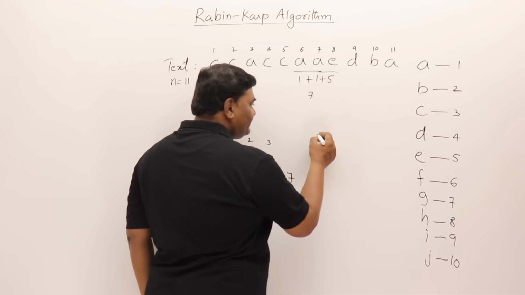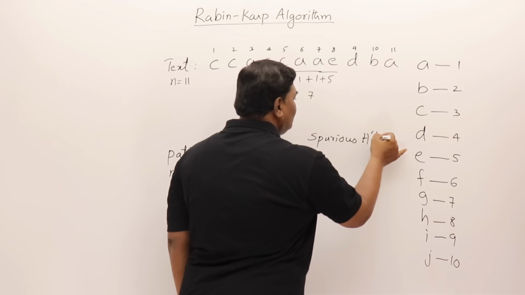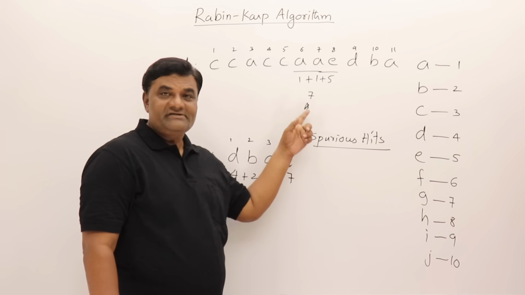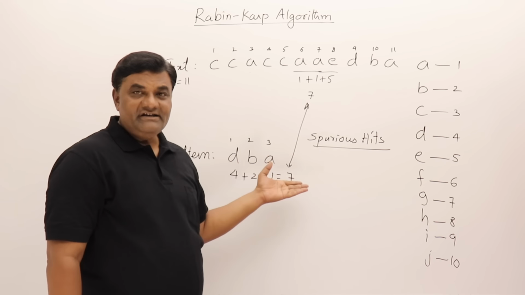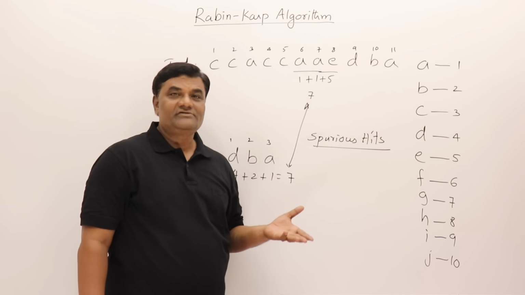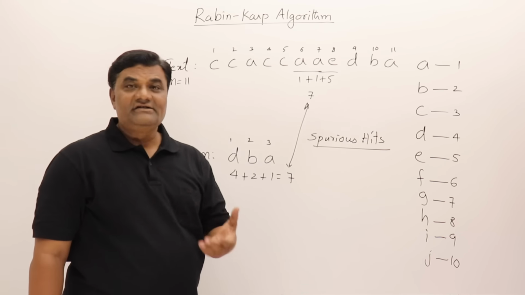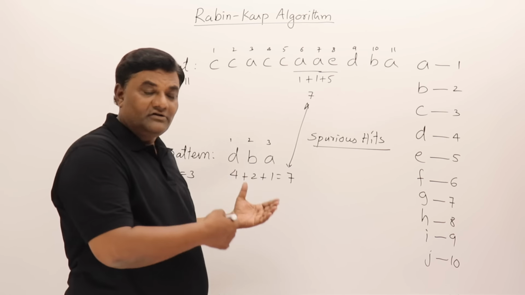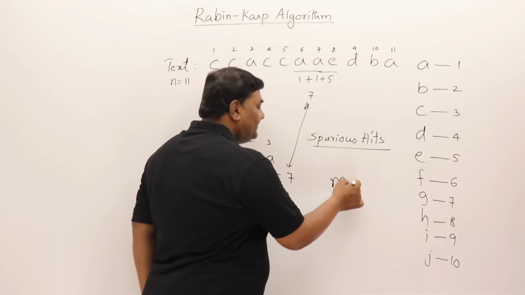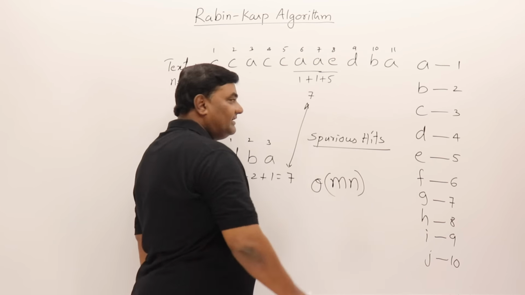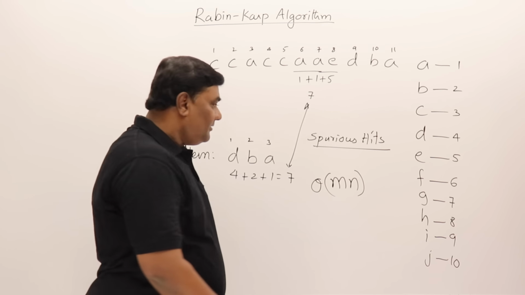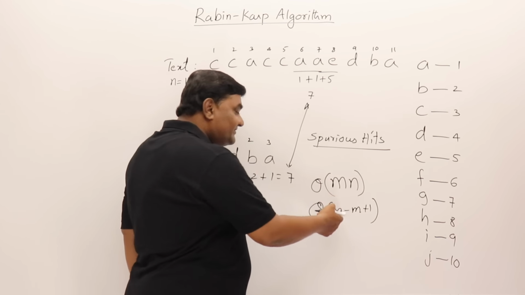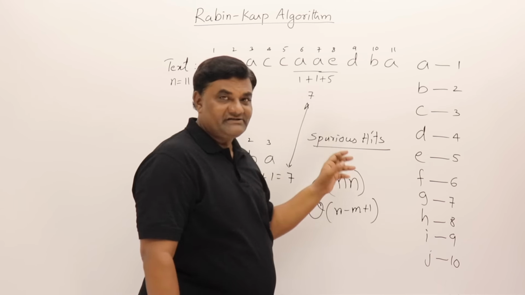So actually these are called spurious hits. Means the matching is there with the code, but those are not patterns. So these are waste hits. This is the drawback. And in such a situation, the maximum time taken by this algorithm may be theta of mn. This could be the maximum time. But we expect the algorithm to take n minus m plus 1 time. This will happen if there are no spurious hits.